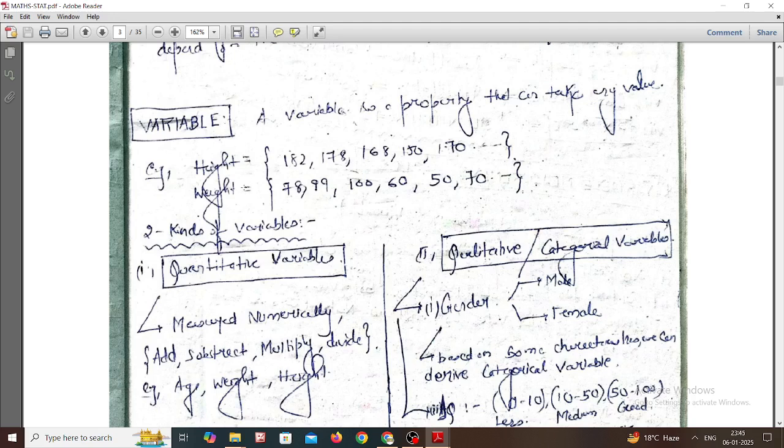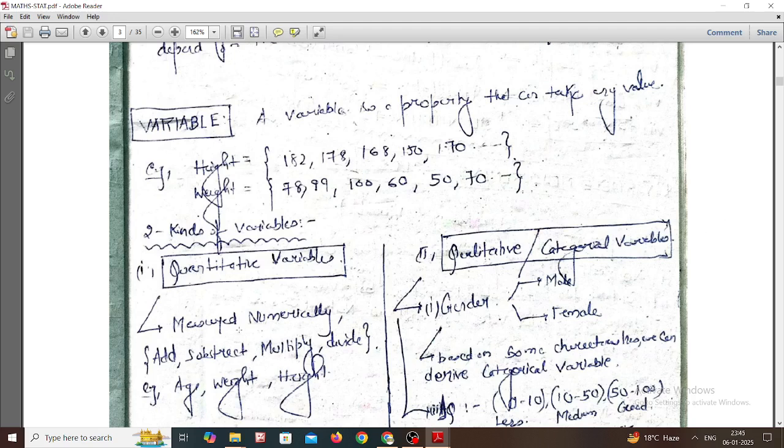Like weight is also a variable. So there are various other examples also. We may take ages as a variable. Anything that we are considering as group data, and we are considering it to be a variable. There are two kinds of variable: quantitative variable and qualitative or categorical variables.